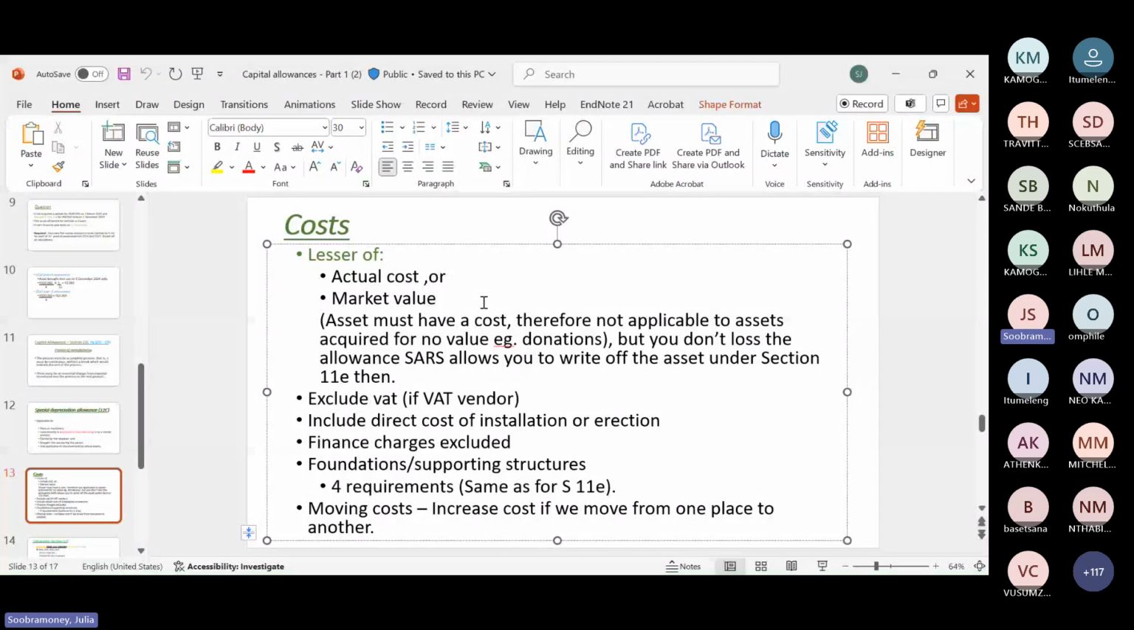You're going to write it off over the given years. I will give you that information. You're going to apportion it for the number of years, months you use it, etc. So you will use Section 11E rules when it comes to this asset. Okay, so that is very, very important. So I just want to check if there's any questions on this.